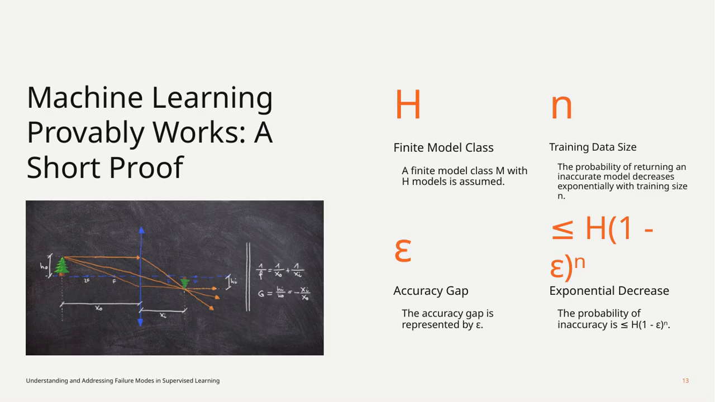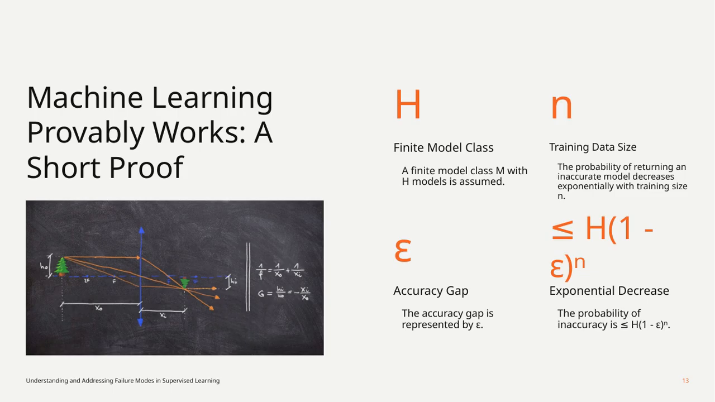All right, let's delve into understanding how we can address failure modes in supervised learning through this proof. The key idea here is that machine learning can be proven to work under certain conditions, and this slide highlights the main components of that proof. First, we have the accuracy gap, represented by epsilon. This epsilon essentially quantifies how much our model's accuracy could potentially differ from perfect accuracy. The smaller epsilon is, the closer we are to achieving optimal performance.